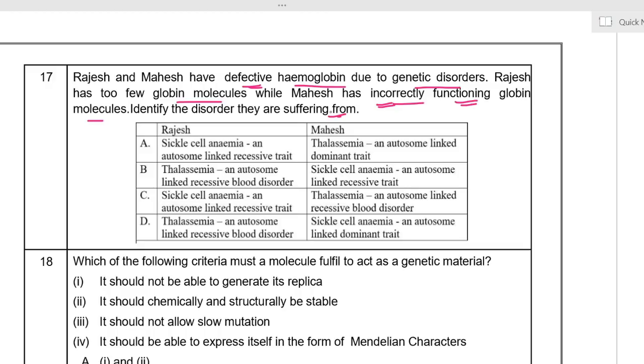अगर आप राजेश की बात करें, so Rajesh is suffering from thalassemia. It is an autosome linked recessive blood disorder. Whereas अगर हम महेश की बात करें, so Mahesh is suffering from sickle cell anemia, and it is also an autosome linked recessive trait. Okay. See the question, how they have framed here. Unless you are clear with the concept, you won't be able to answer such a simple question. Okay. Moving on to question number 18.